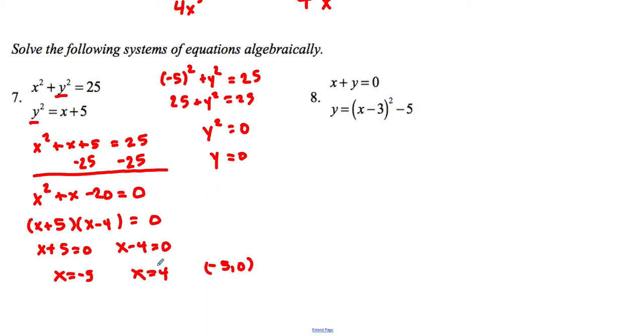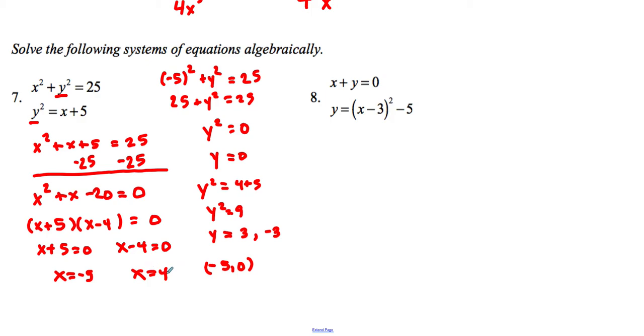And when we plug in 4, you can plug it into the same one, or you can plug it into the second equation there. Let's look at that. Let's do y squared equals 4 plus 5. So we get y squared equals 9. And when we take the square root of each side there, we know that we're going to end up with two answers. We're going to get 3 or -3.